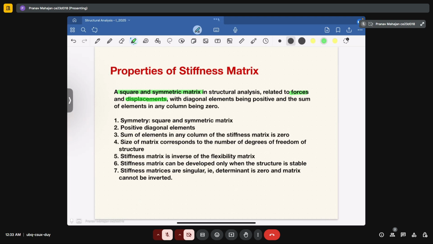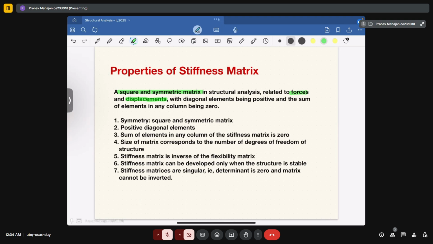That means this is the property of the stiffness matrix, that the diagonal element can never be negative, as well as the sum of elements in any column will be equal to 0. So when they are not equal to 0, that means you have made some calculation error, and then you can rectify that and see whether the sum of all the values comes out to 0 or not.